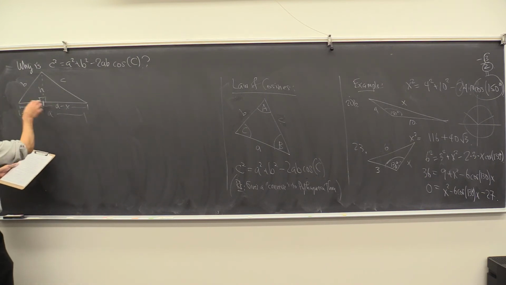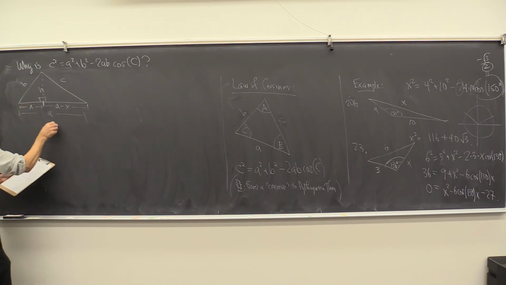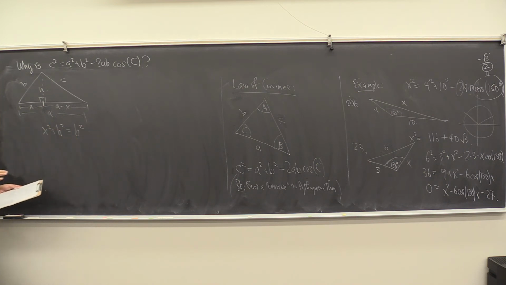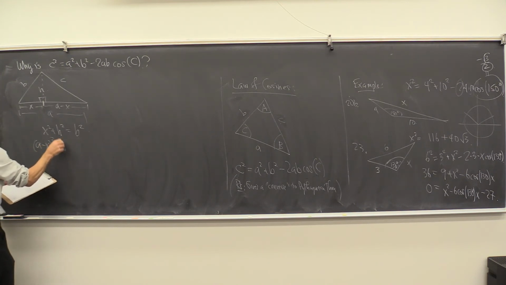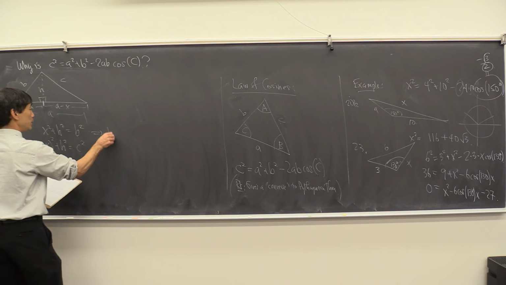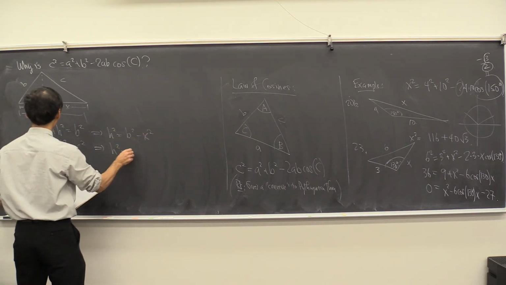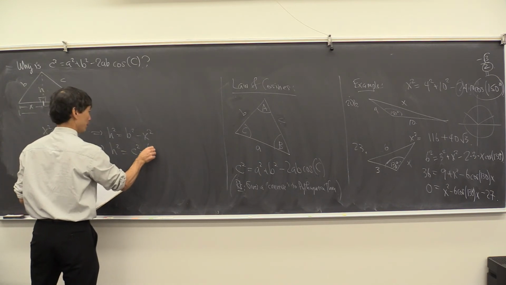Okay, so what does the Pythagorean theorem say? It says that x squared plus h squared equals b squared. Right? What does the Pythagorean theorem say on this side? It says that a minus x squared plus h squared is equal to c squared. This squared plus this squared equals this squared. Right? Okay, well that's good, right? So that tells us that h squared equals b squared minus x squared. And also down here we see that h squared is equal to c squared minus a minus x squared.